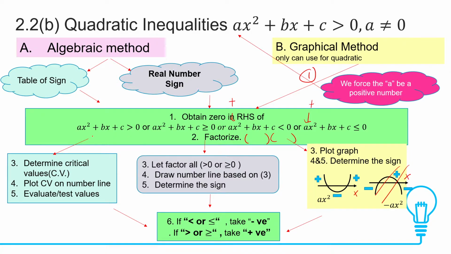Now, how about the other two methods? For the table of sign, the first thing I need to do is determine my critical values. After that, we put the critical values on the number line. Then we evaluate, and after that, the conclusion. For the real number sign, it is also the same. We factor, then we draw the number line, and then determine the sign. Now we move on to the examples, then you will know what all this means.